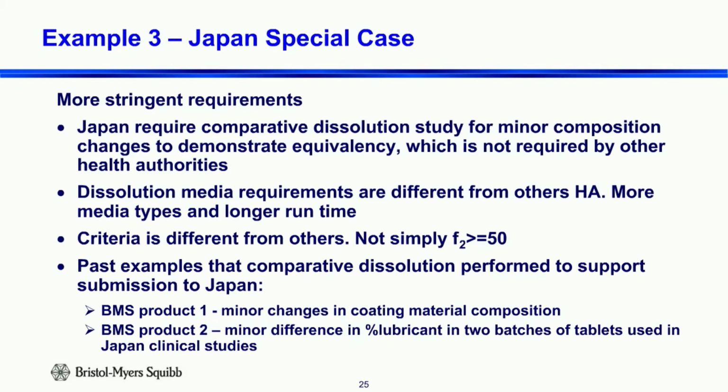Not only that, there are very minor changes in composition that we generally wouldn't consider. For example, we have a product whose phase 3 is a pinkish tablet. It's just the coating of the tablet. And when commercial, due to commercial considerations, the color changed slightly. So only a couple of pigments in the coating material changed, but in Japan, that is considered a change that warrants a comparative dissolution test. Another product we had involved the percent of lubricant. As you know, usually the lubricant is 1% or less in the total composition of a solid dosage form. The change of the percent lubricant is considered a very minor change in other countries, but in Japan it also requires a comparative dissolution test.